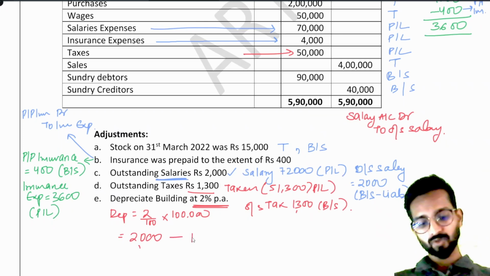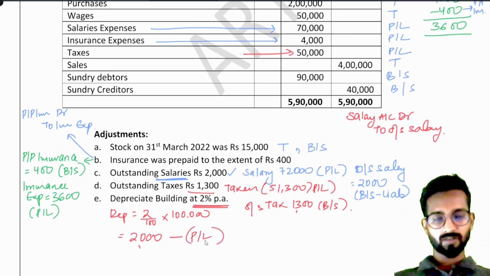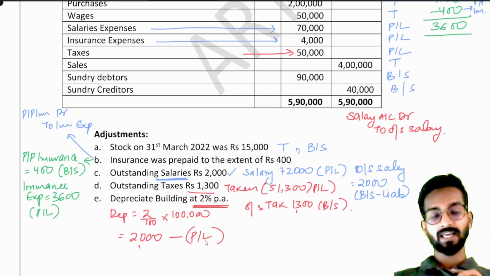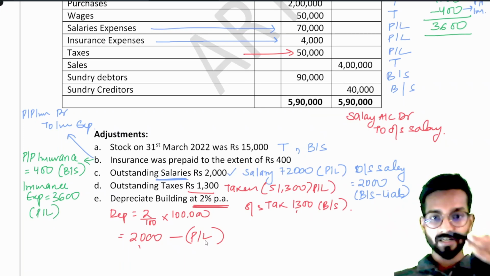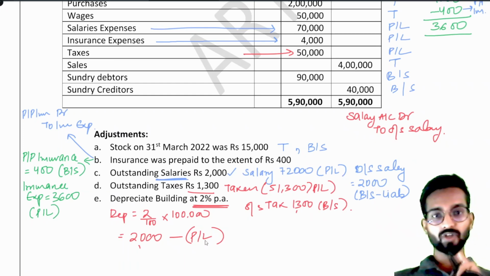This depreciation will go in P&L. But sir, this is our expense, it will go in P&L. Okay, where will it go in the balance sheet? In the balance sheet, when you write building of 1 lakh, you have to remove 2,000 from the value of the building, because the value of the building is reduced by 2,000. In building, value will appear at 98,000 in your balance sheet.